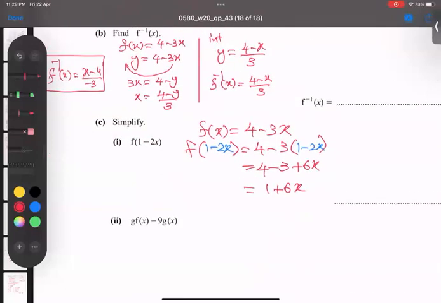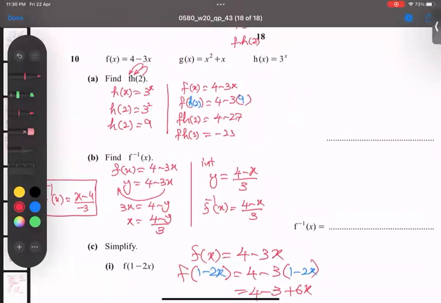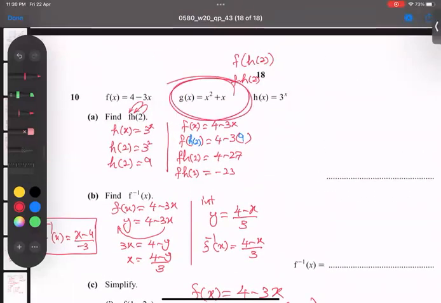Let's talk about the next part. This is a little bit complicated because a lot of attention is required. First of all, I will find both separately, okay? First of all, put the f function in g. So copy the g function. Where is the g function? The g function is this one, x square plus x.